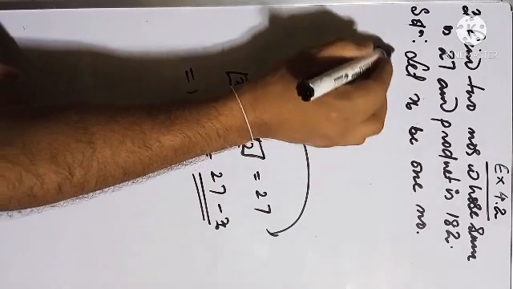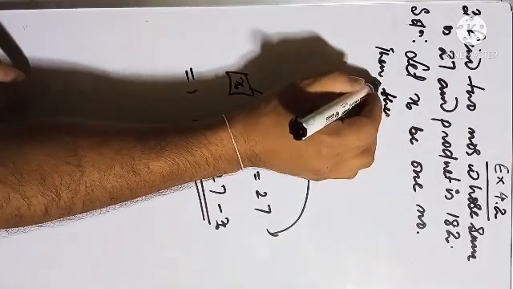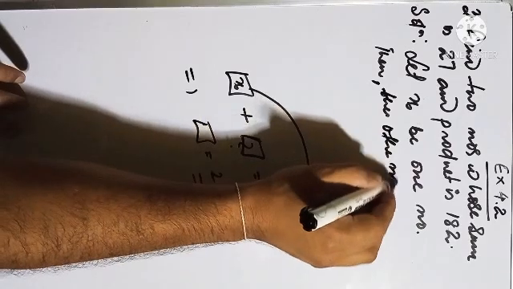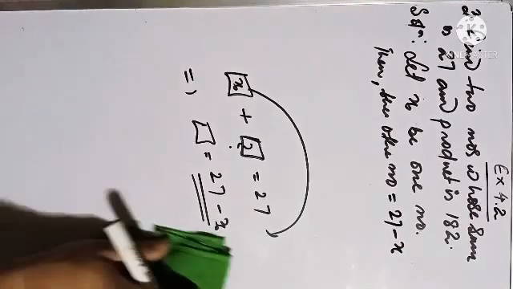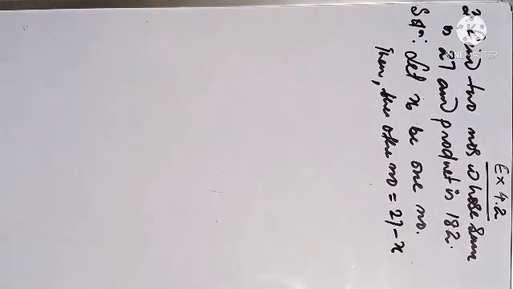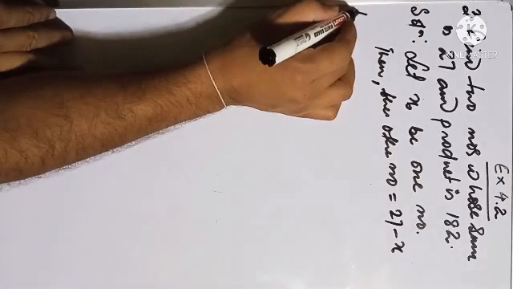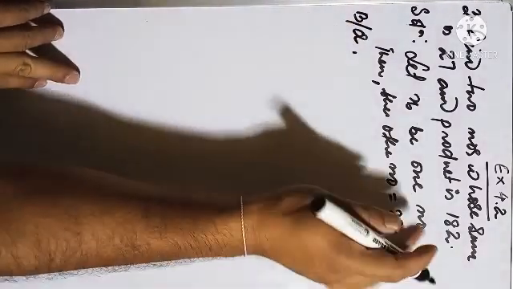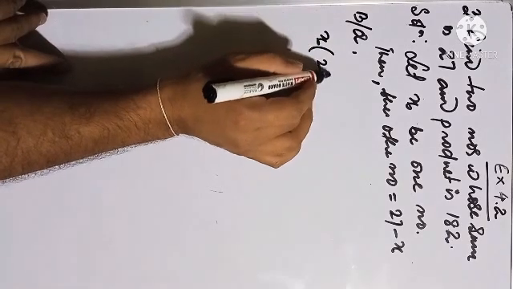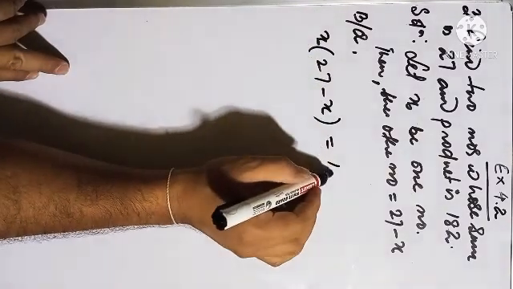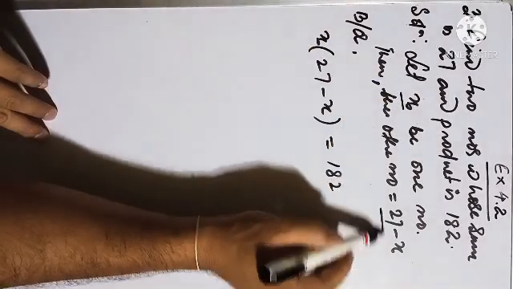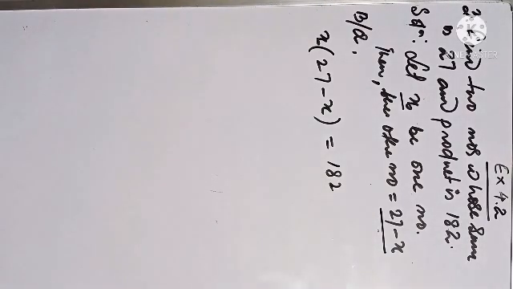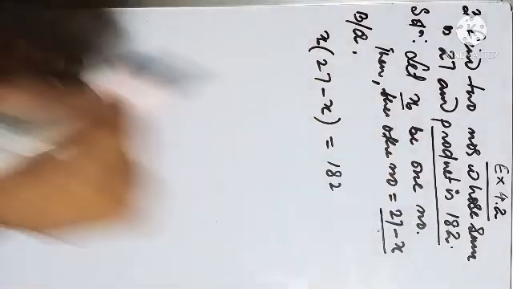So the other number equals 27 minus x. But the question says clearly the product is 182. So by question, x into 27 minus x equals 182. These are the two numbers, one is x and the other is 27 minus x. When we multiply, we are supposed to get 182. Therefore the question says the product is 182.